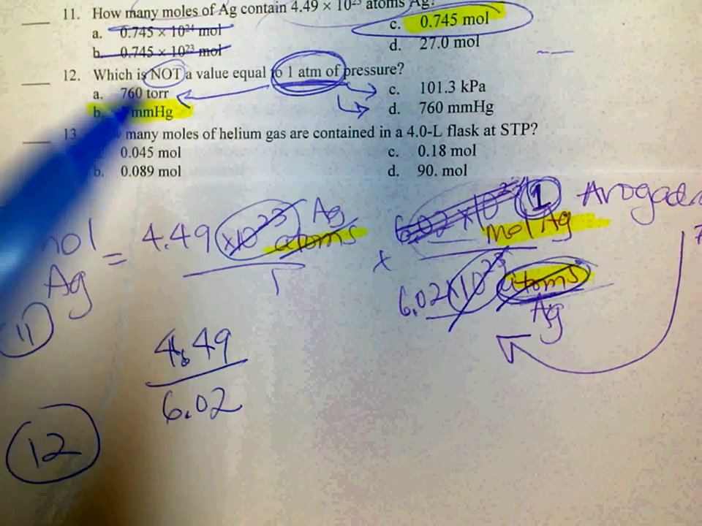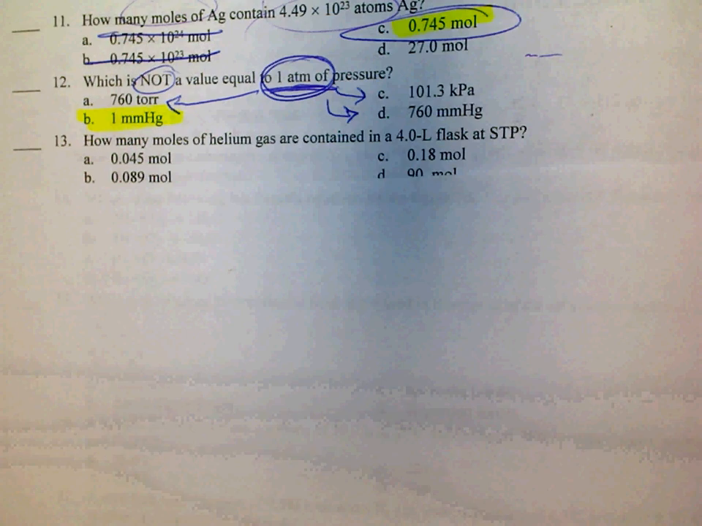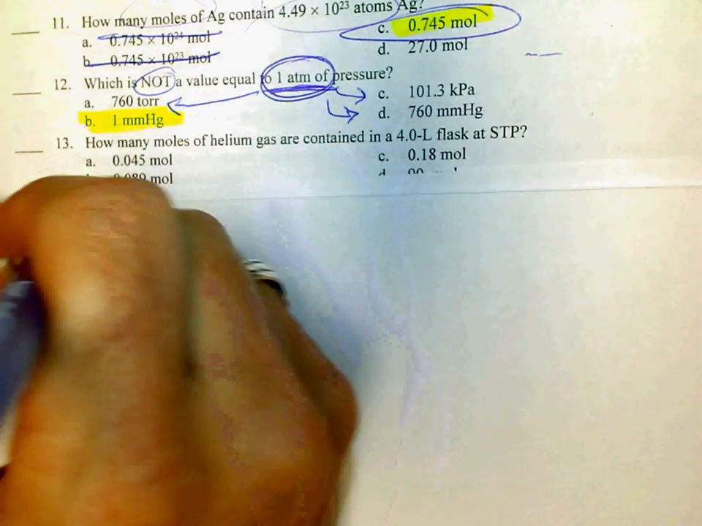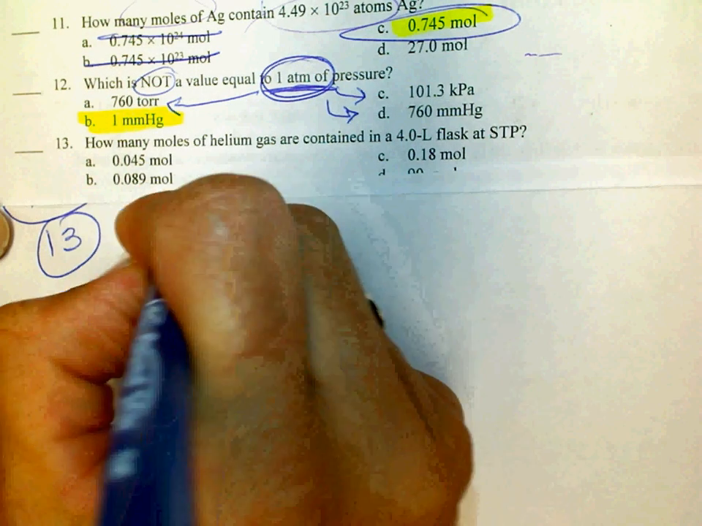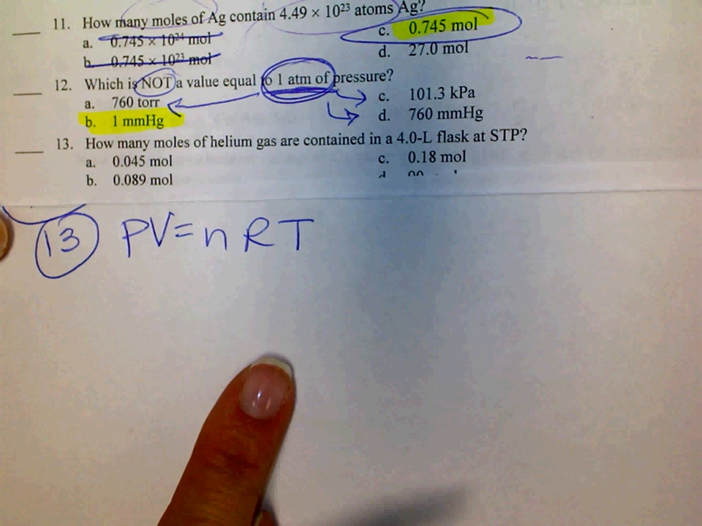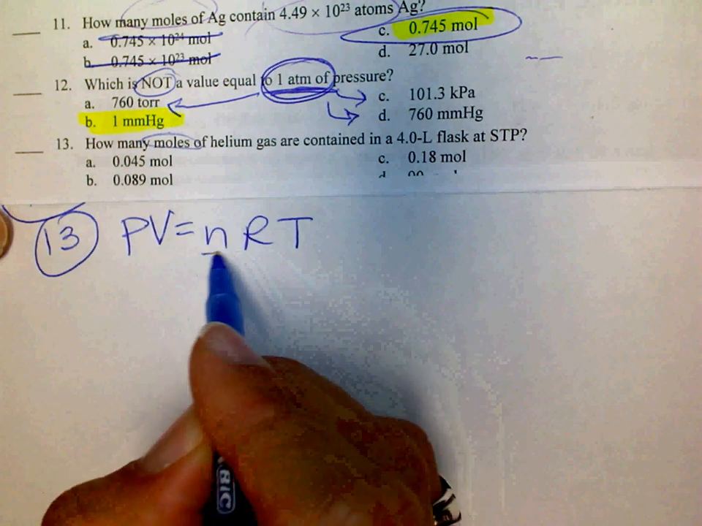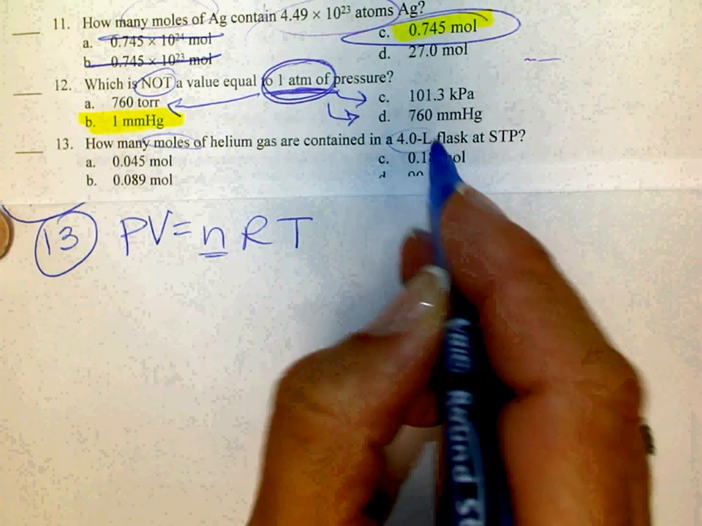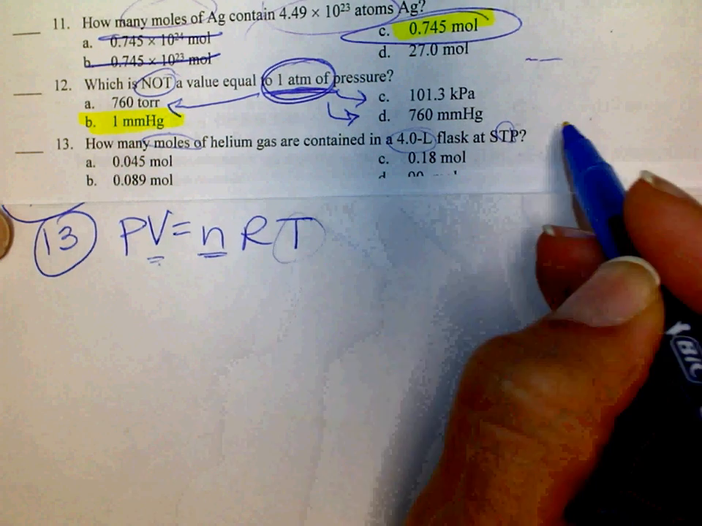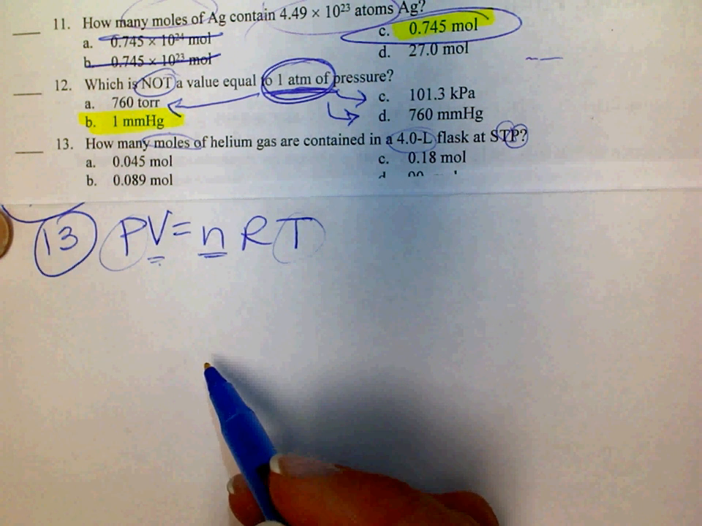All right, number 13. There's a conversion factor that we didn't spend a whole lot of time on, but I want to make sure you get this. We talked about something called ideal gas law, PV equals nRT. If you are an advanced student, you can probably figure this out at home. You figure out how many moles there are knowing that you have a 4-liter flask, standard temperature, and standard pressure. What is standard temperature in Kelvin? Do you remember what that is?